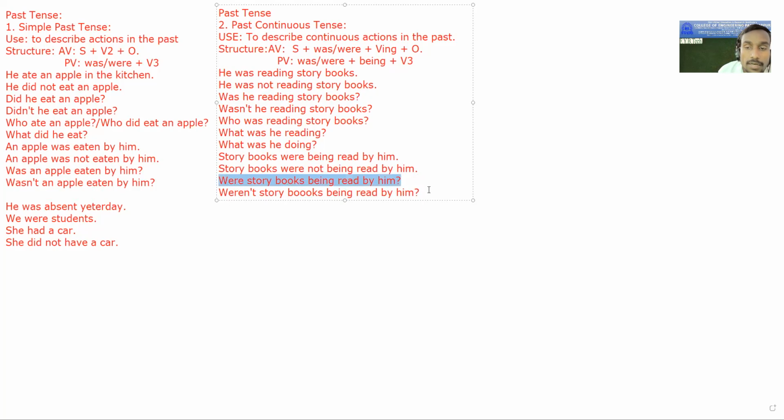So make sure that you're clear with past continuous tense. Not only past continuous, whatever we have done earlier also. Here: simple past active, simple past passive, simple past with was/were as main verb, past continuous with was/were plus V-ing, and past continuous with was/were plus being plus V3.